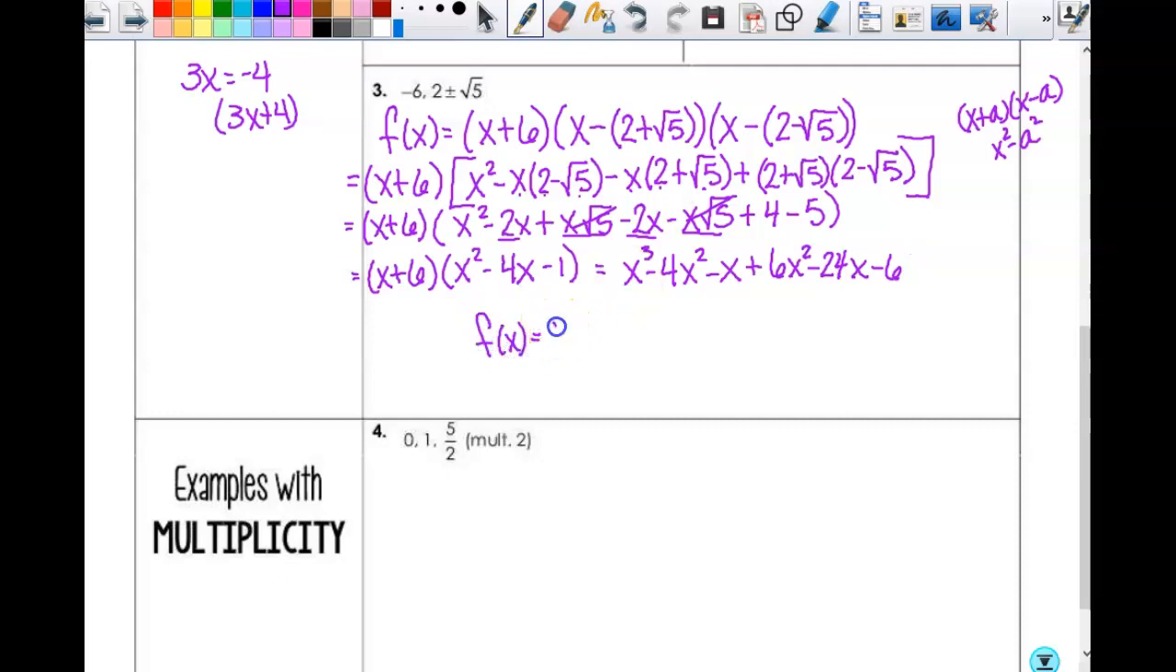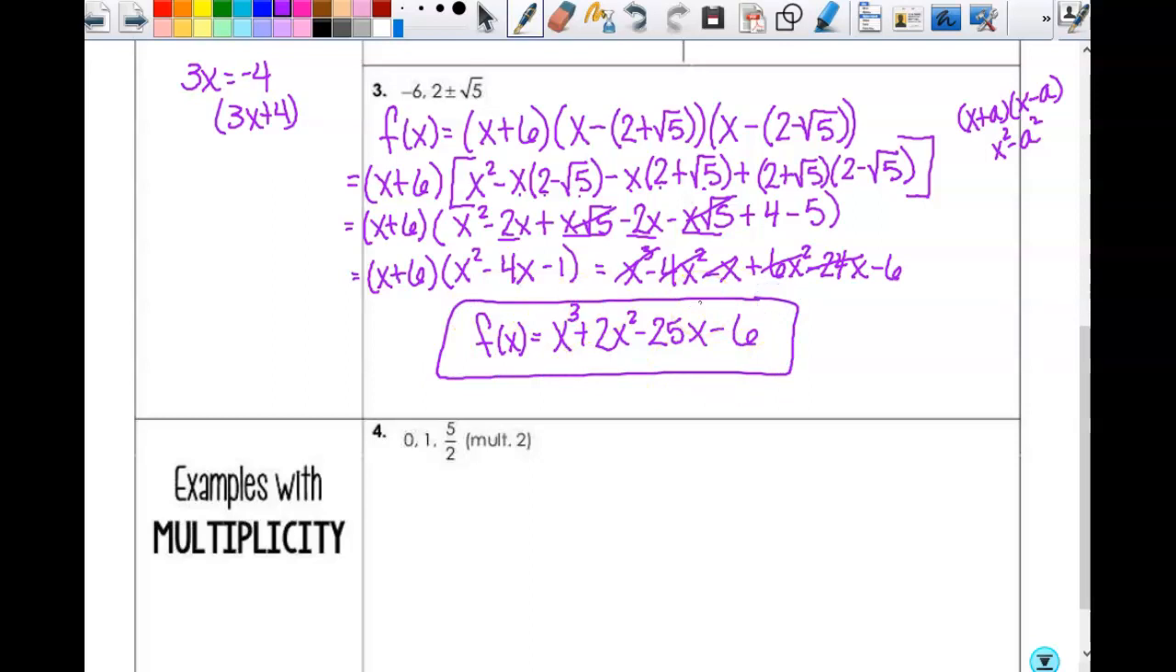There's only one of these x cubes. So I got that one taken care of. Negative 4x squared and positive 6x squared. That's going to give me a positive 2x squared. And I'm marking them out so that I keep up with what I'm doing. Got negative x and negative 24x is going to give me negative 25x. And then minus 6. And that is my answer.